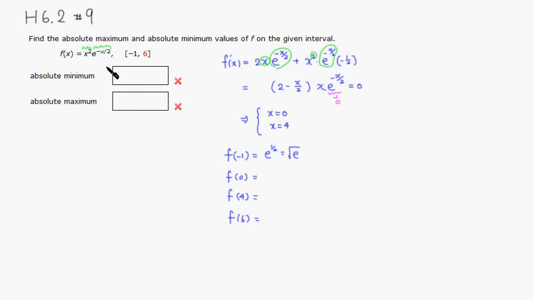If you plug in 0, the function value is 0. If you plug in 4, that would be 4 squared, 16, divided by e to the 4 over 2, so e squared. And for 6, 6 times 6 is 36, divided by e cubed.